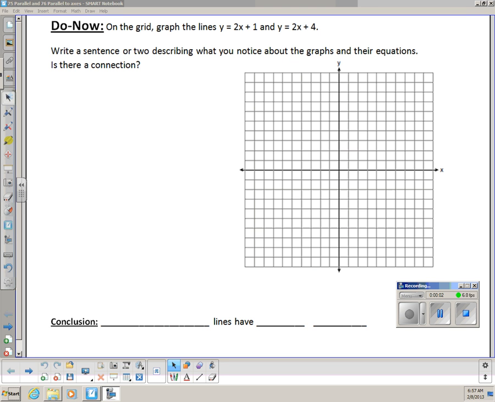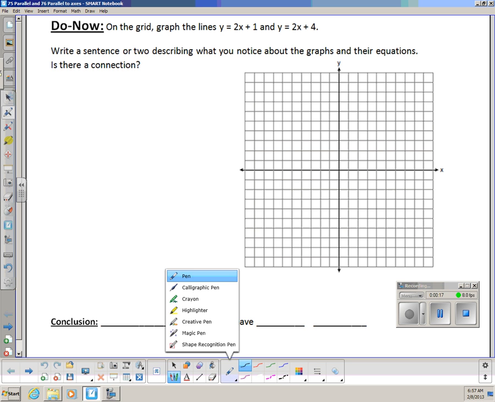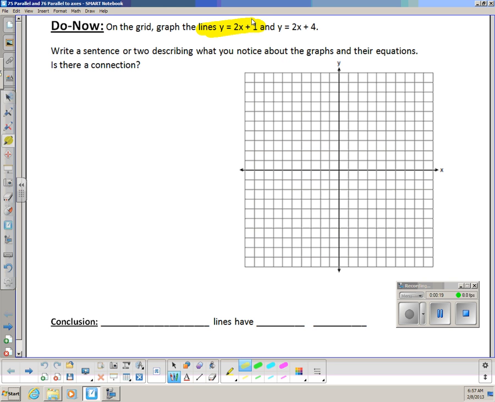All right, this is our video lesson on the relationships between certain types of lines, and you'll see, I don't want to give the lesson title away yet. So I'm asking you in this do now activity to graph y equals 2x plus 1 and y equals 2x plus 4. So how would you do that?